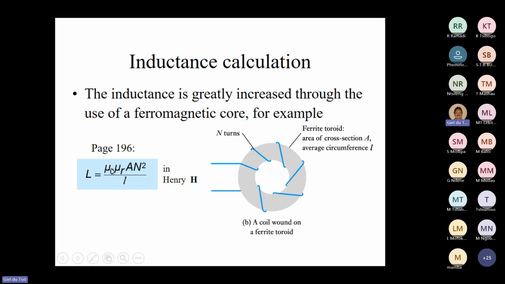Now let me talk a little bit about mu naught. Mu naught is the permeability in free air. So it's 4 pi times 10 to the minus 7. So mu naught is this value here, and that is very similar to the capacitor, where we've got epsilon naught and epsilon r, and that is the permittivity of the dielectric material between the plates for a capacitor.